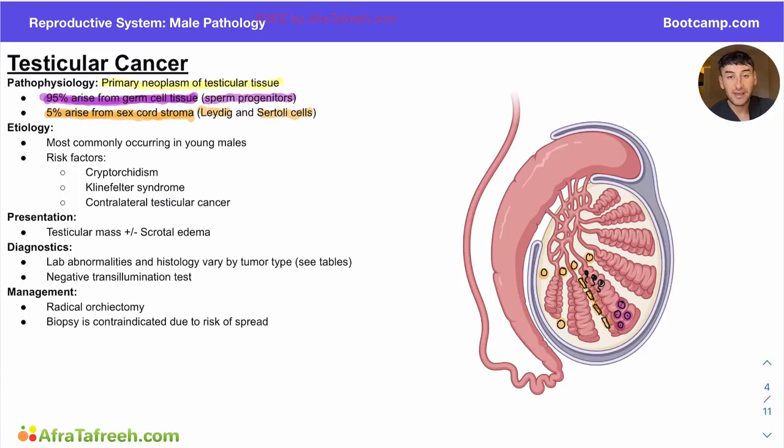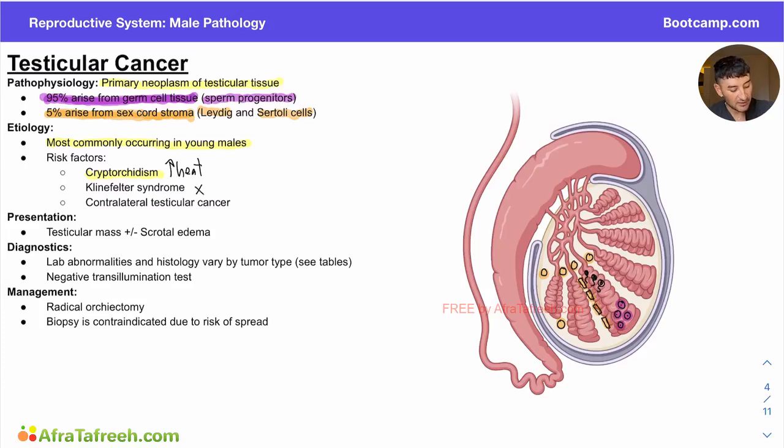Now, talking about some etiology and some statistics with testicular cancer, it's going to be most commonly occurring in young males, and there are three risk factors that are important to know. The first is cryptorchidism, and this is due to increased heat. We know that testicular tissue does not like high temperatures, so if we have a cryptorchid testis that's stuck in the retroperitoneal space or in the inguinal canal, we can expect increased heat, and this can lead to cancerous changes at a much more rapid rate than we would expect in a testicle that's nice and cool, hanging away from the body out in the scrotum.